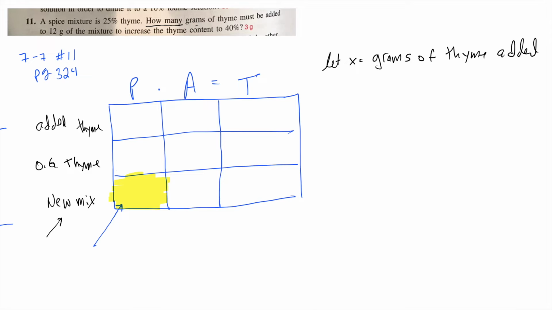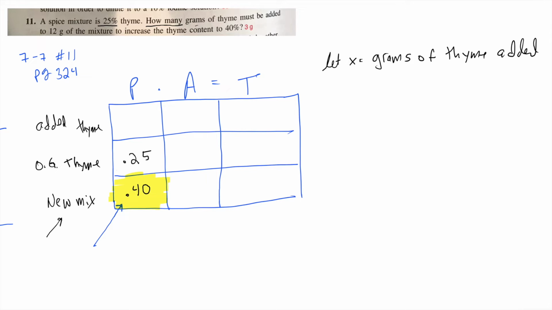So a spice mixture is 25% thyme. Where do we put that number? To increase the thyme, yeah, that would be 40. There's your 40. Where does this 25% go? Yeah, that's an OG. So where do I put that? Here A or here B? Yeah. So that's your percent. So 0.25 goes there.